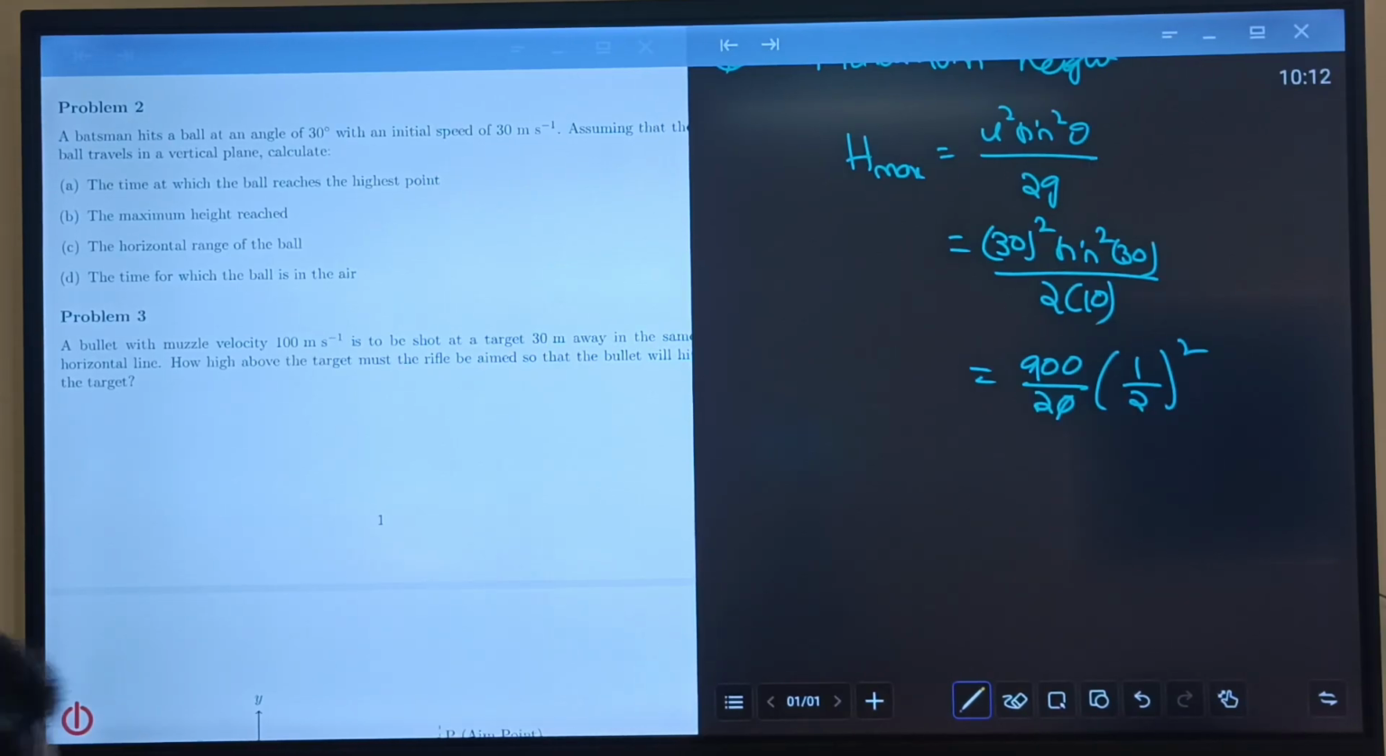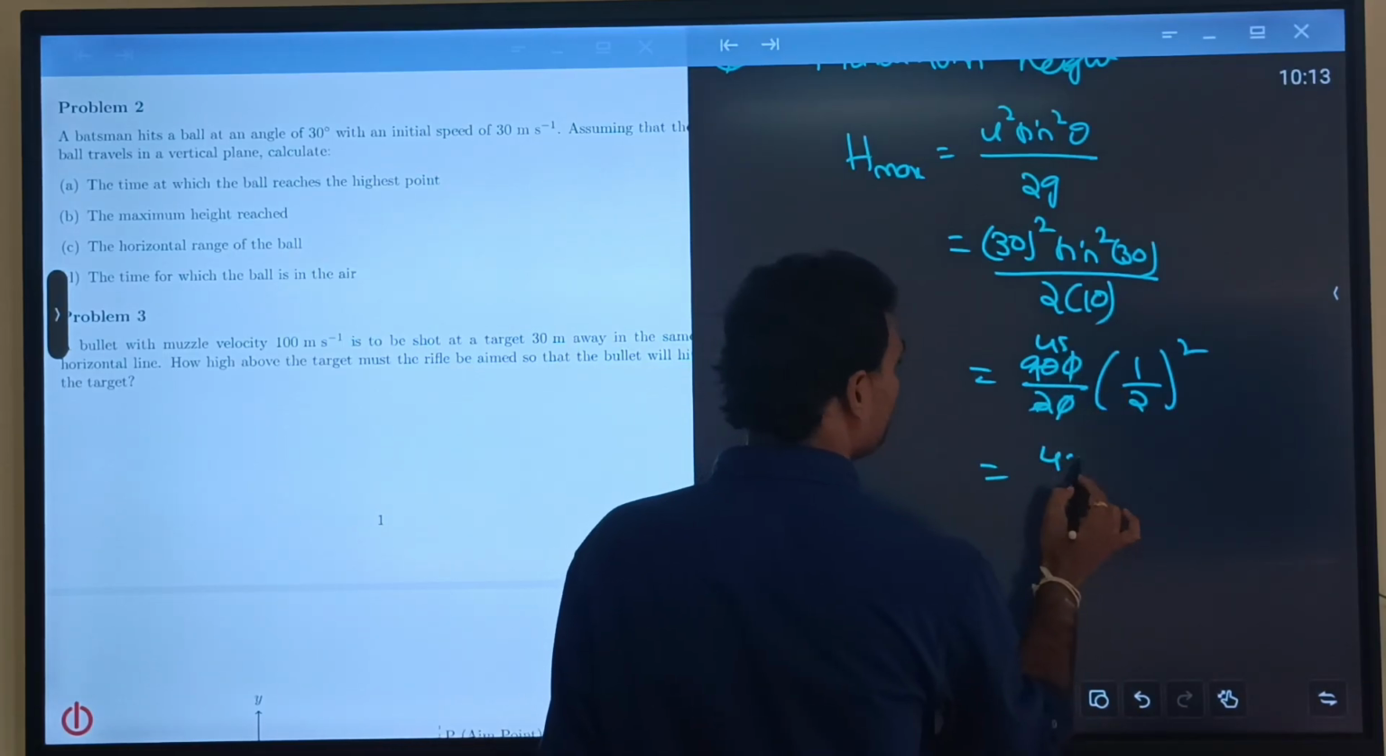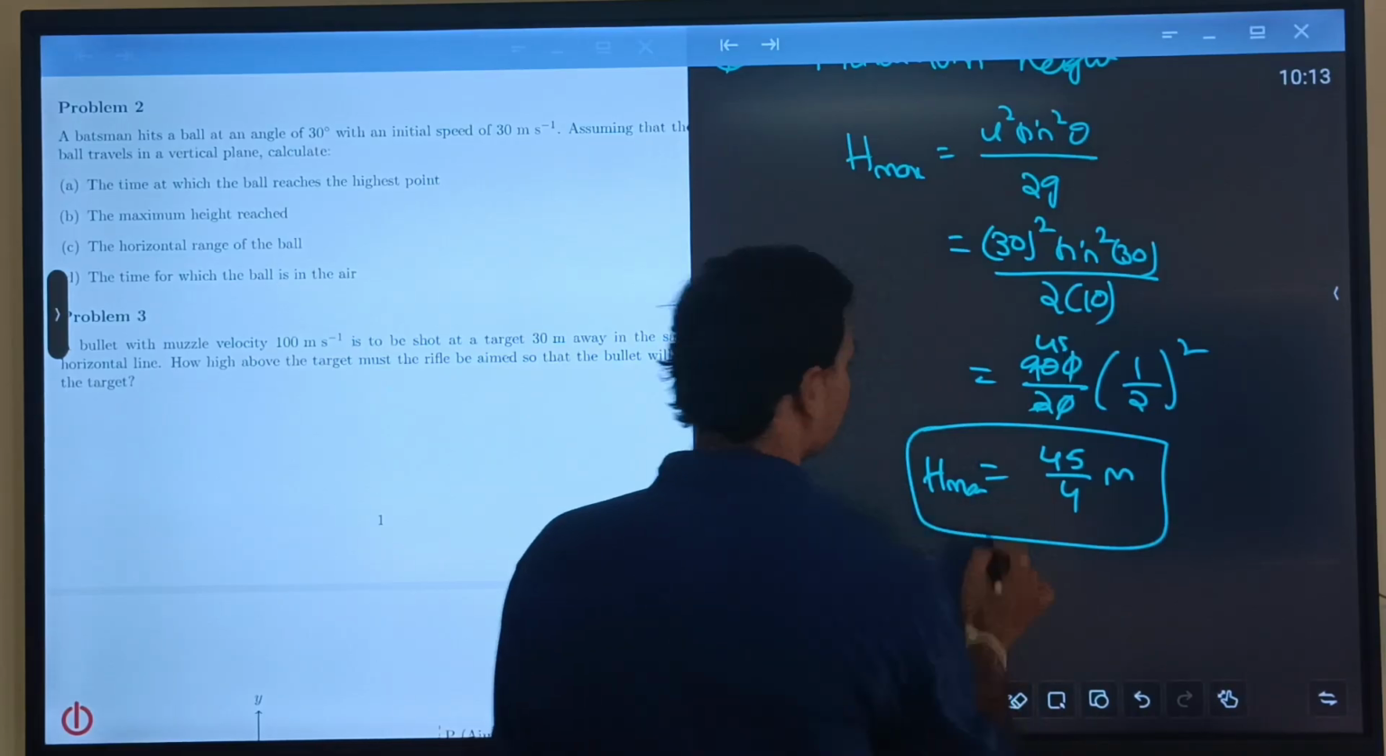Right, it is clear now. Then this will be 45, that means 45 by 4 meters. This is the maximum height, right?